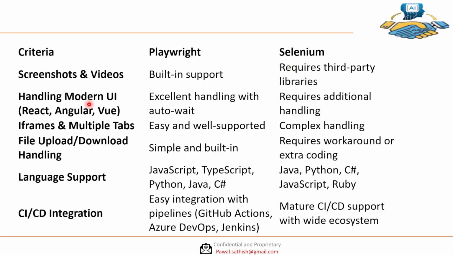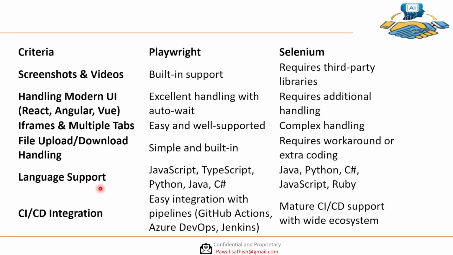Handling modern UI like React and Angular: excellent handling with auto-wait in Playwright, whereas in Selenium we require additional handling. Considering iframes and multiple tabs, it's easy and well supported in Playwright, whereas in Selenium we have a little bit of complex handling and need to write some code. Then file upload and download handling: it's simple and built-in in Playwright, whereas Selenium requires a workaround or extra coding.